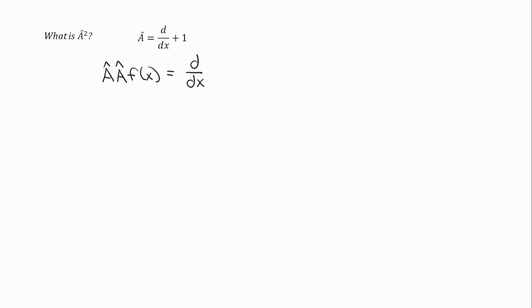Let's move on to more of a difficult problem. Here we're going to have our operator of d over dx plus 1. It doesn't seem very difficult, but it actually adds a little bit more complexity into squaring our operators. So here we're going to apply our operator twice onto our function again. And so this time we're going to have d over dx plus 1, d over dx plus 1, operating on our function f of x.